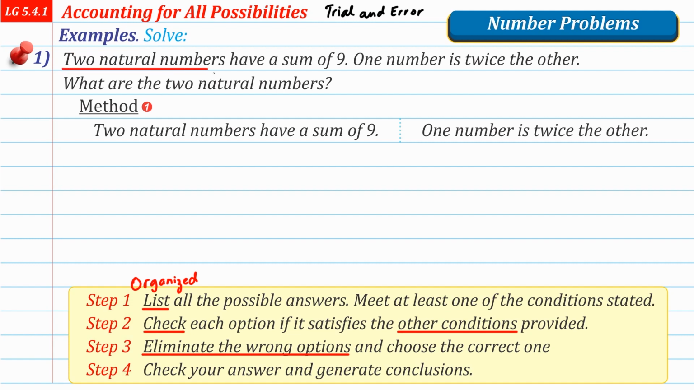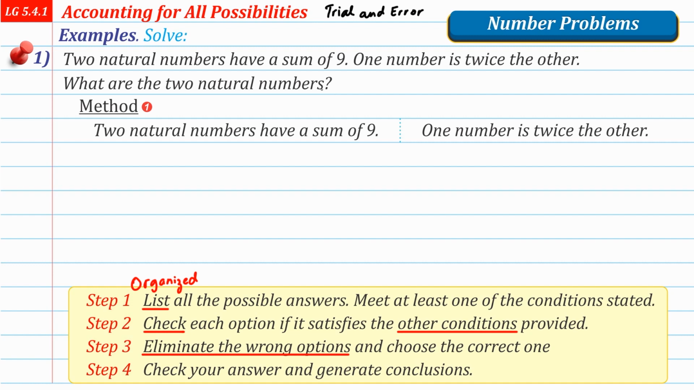Two natural numbers have a sum of 9. Number problem nga, no? Now, one number is twice the other. What are the two natural numbers? Now, anong gagawin natin? Siyempre, trial and error tayo.